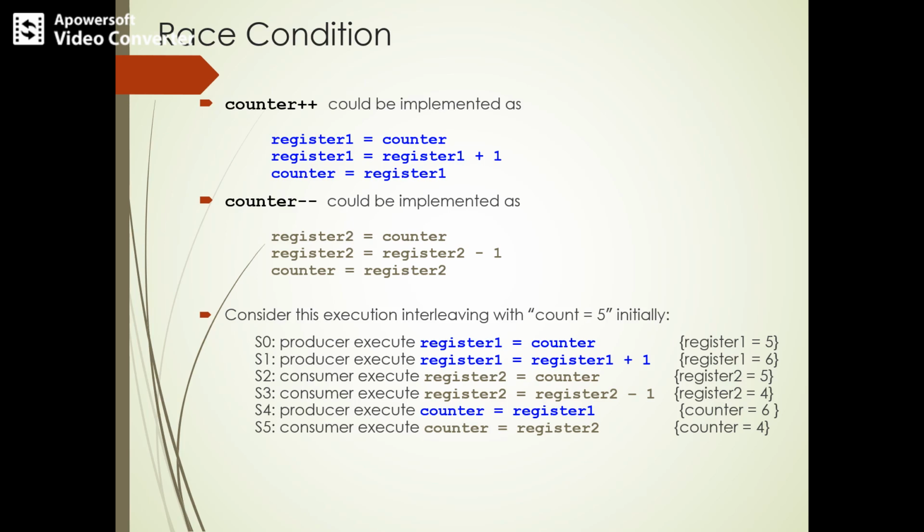So if you have observed the counter plus plus code, wherein counter will be set to 6, the same value of counter should be used by the consumer. 6 should be used by the consumer in the counter minus minus statement. But if they are interleaving like this, it takes the wrong value of the counter.